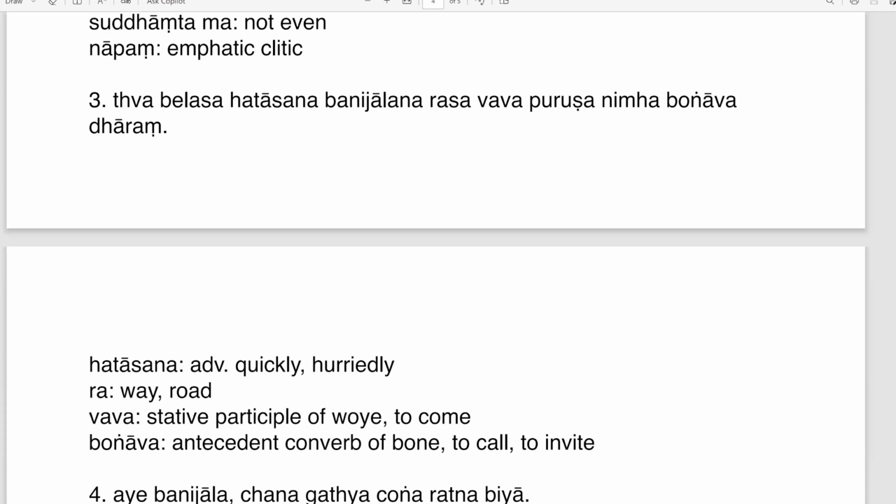Any questions? It's a little bit tricky, and in the reading we see a lot of this stative participle modifying the noun after it. Any questions? Oh, is Hadasana Sanskrit? Yes, Hadasana.